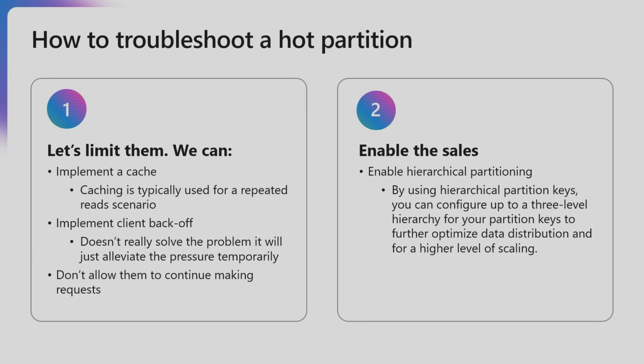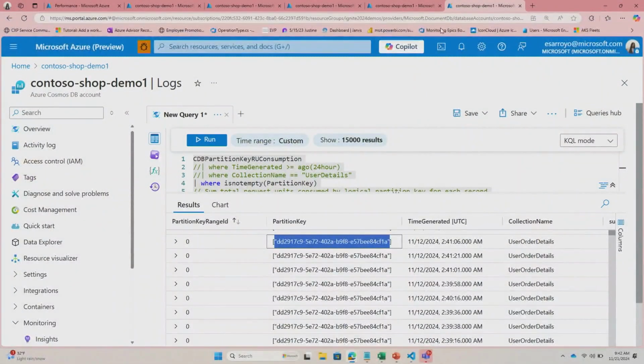The way we can actually enable the sales is by using our feature called hierarchical partitioning, which can allow us to configure up to 3 levels of hierarchy. And what that can do is expand the 20 GB limit to even greater than that. So let's go into the portal to show you how that can easily be done.